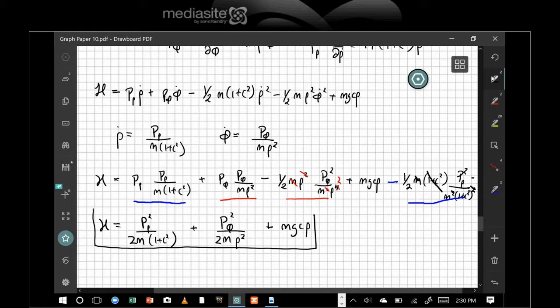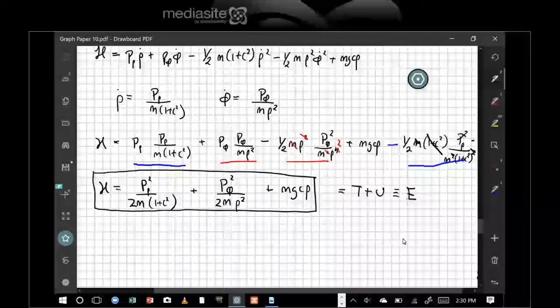Now, that makes sense. And the reason why it makes sense is, let's take a look at the terms. This term here is the potential energy of the system. This term here is the total kinetic energy. So this Hamiltonian looks like T plus U, which is the mechanical energy of the system. Okay, and I expect it to be the mechanical energy of the system because the Lagrangian, and thus the Hamiltonian, is not an explicit function of time.